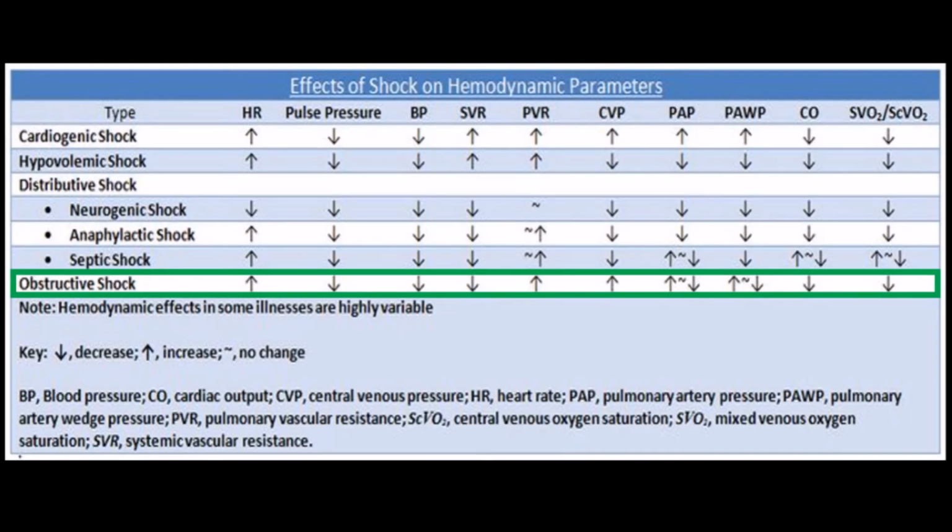Hemodynamic monitoring for obstructive shock can be assessed with intrapericardial catheters, such as a Swan-Ganz. These will indicate an increase in heart rate with a decrease in pulse pressure, decreased blood pressure, systemic vascular resistance, cardiac output, and central and mixed oxygen saturation, while pulmonary vascular resistance and central venous pressure are increased. Pulmonary artery pressures and pulmonary artery wedge pressures can vary depending on the degree of shock and the timing of onset.